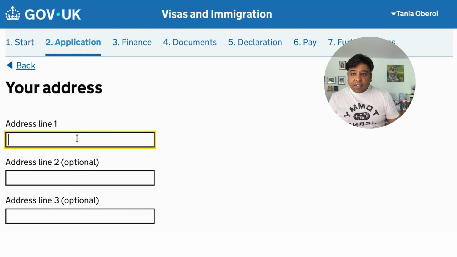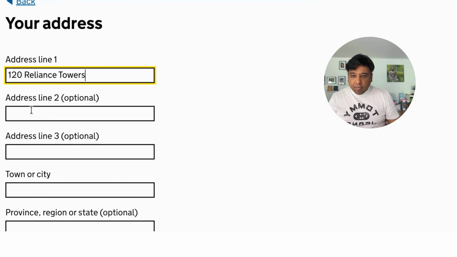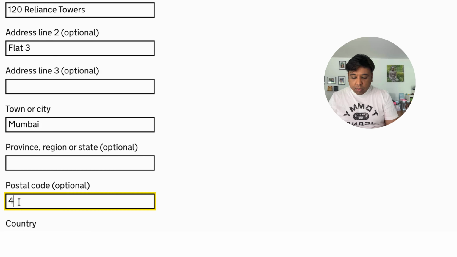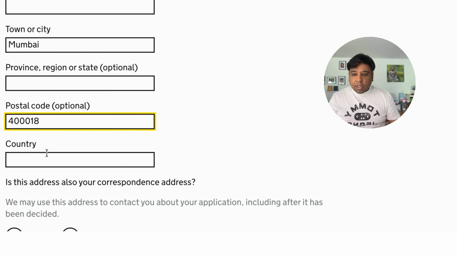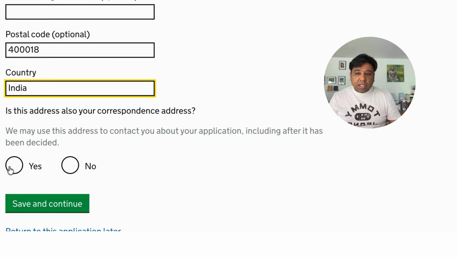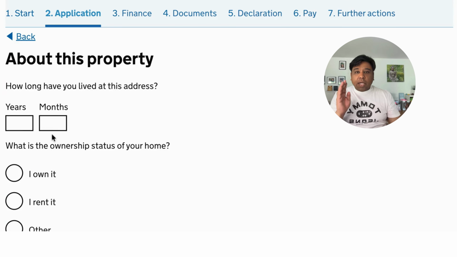So I'm going to write the address where you're located. For example, 120 Reliance Towers, flat 3. It's in Mumbai, and postal code. And I'm going to write India. Then we may use this as a correspondence address. Save and continue.